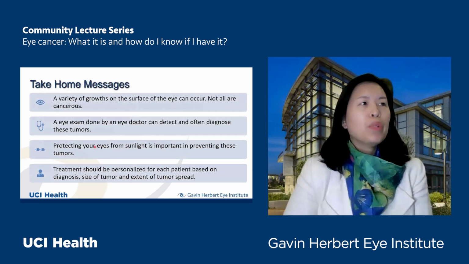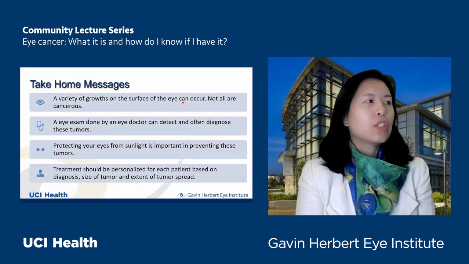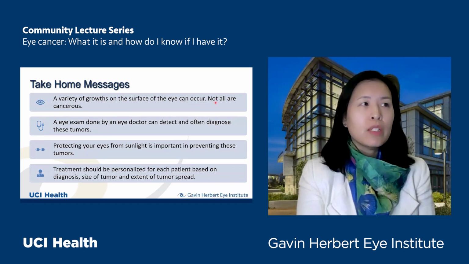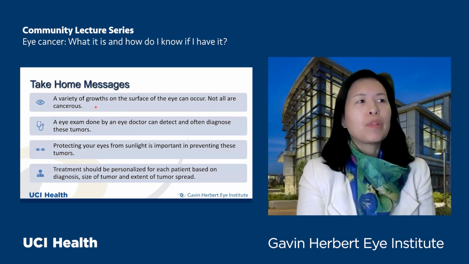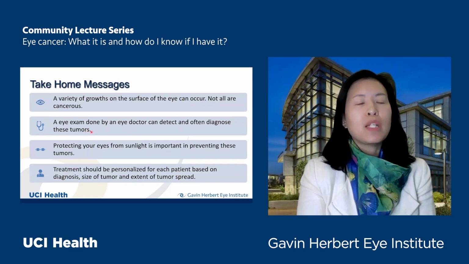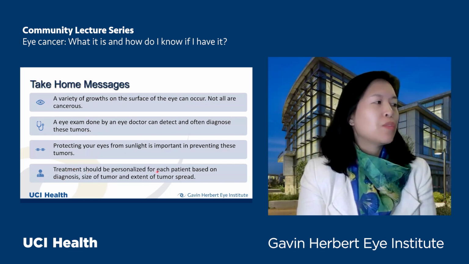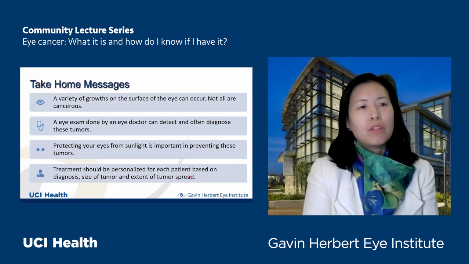So I'll just wrap up with some take-home messages. A variety of growths on the surface of the eye can occur. Not all of them are cancerous. Some of them are precancerous, some of them are not cancerous at all. An eye exam done by an eye doctor can detect and often diagnose these tumors. Sometimes we detect them simply by looking. Protecting your eyes from sunlight is very important in preventing these tumors, and the treatment should be personalized for each patient based on the diagnosis, the size of the tumor, and the extent of the tumor spread.